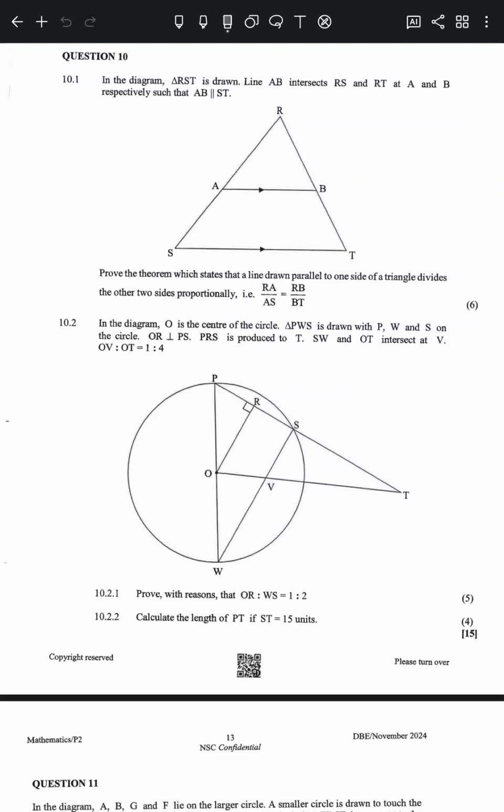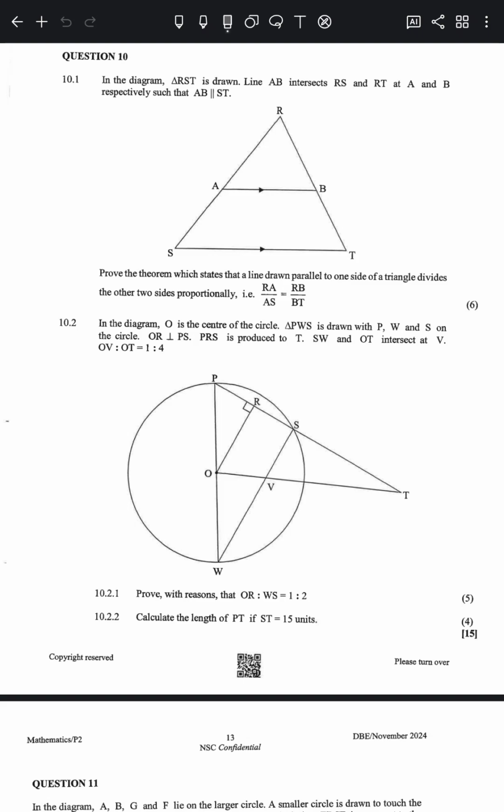And then question number 10. Look at question number 10.1. That was pretty fair, because you guys have been asked this proportionality theorem, so you could have gotten it for real. And then we have 10.2, where they say that in the diagram, O is the center of the circle, and then they say that OV to OT is 1:4.